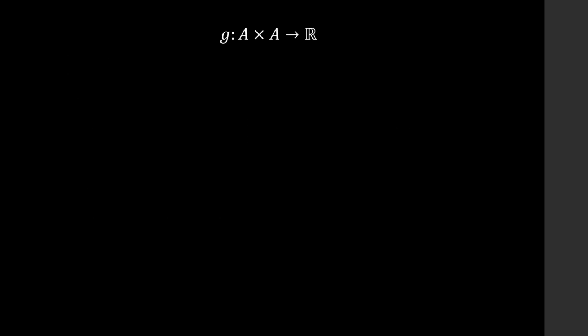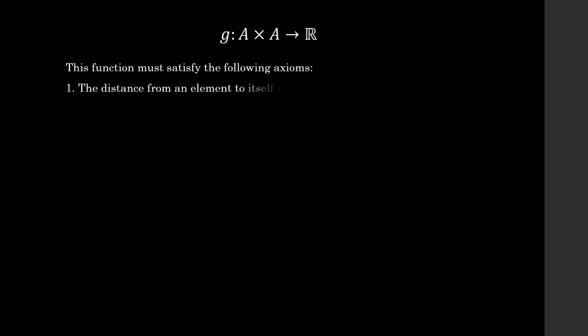Let's bring that up here so we can continue looking at this map. This function, and yes, it is a function represented as a map, must satisfy the following four axioms. 1. The distance from an element to itself is always 0. This seems kind of common sense.